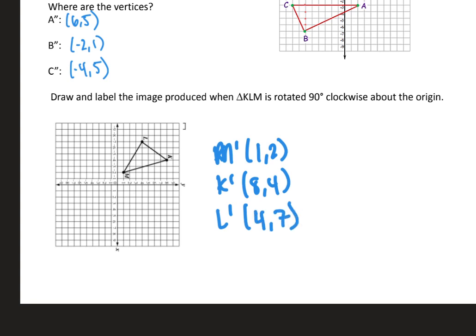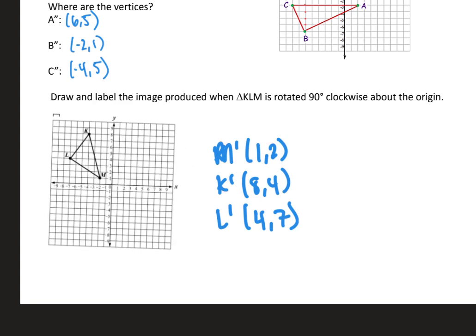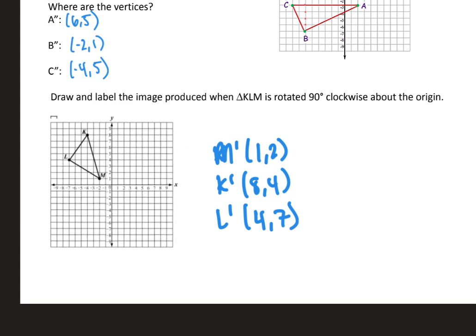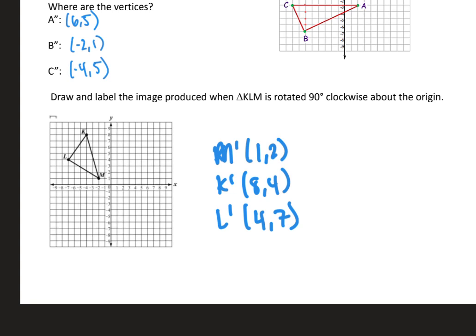Then what we do is we take our figure and we rotate it back 90 degrees to the original, and we're going to plot these points. So M prime is going to be 1, 2. K prime is 8, 4. And L prime is 4, 7. So you get the same result without using the patty paper.